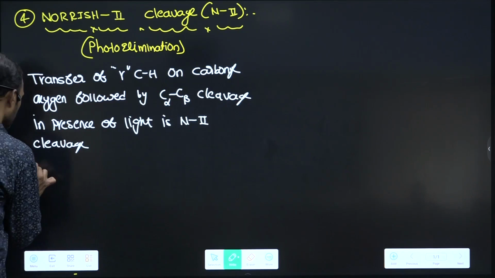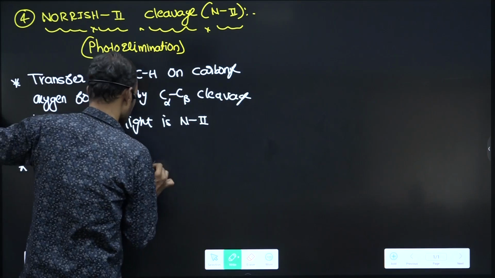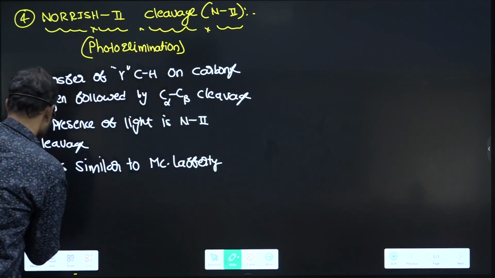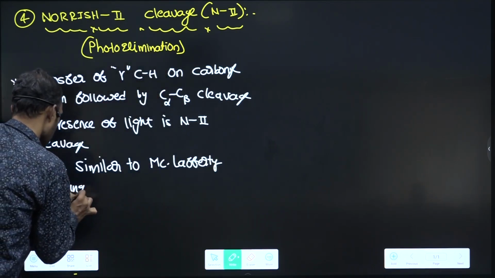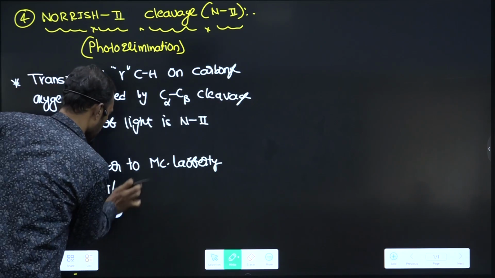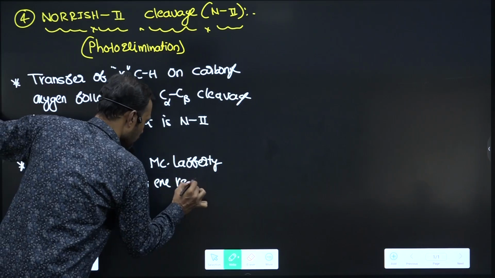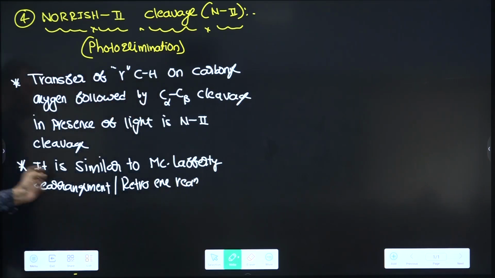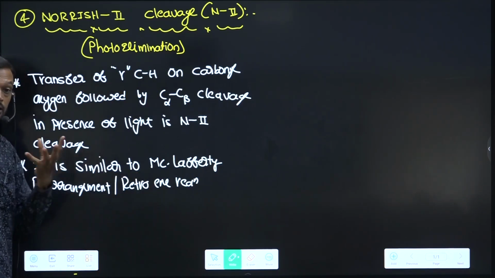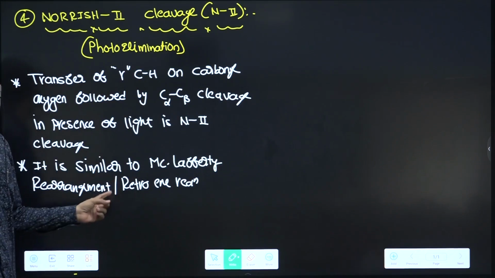So it is similar to the McLafferty rearrangement, and this remains the same. This is also similar to retro-ene under thermal conditions. This is the retro-ene reaction. Especially this is electron impact, where a beam of electrons is coming. When a beam of electrons comes, McLafferty. Thermally, retro-ene. Photochemically, Norrish II. If you know these three reactions, they will be in your hand.